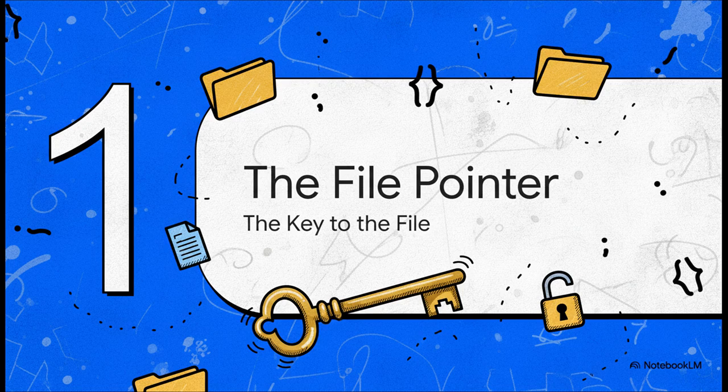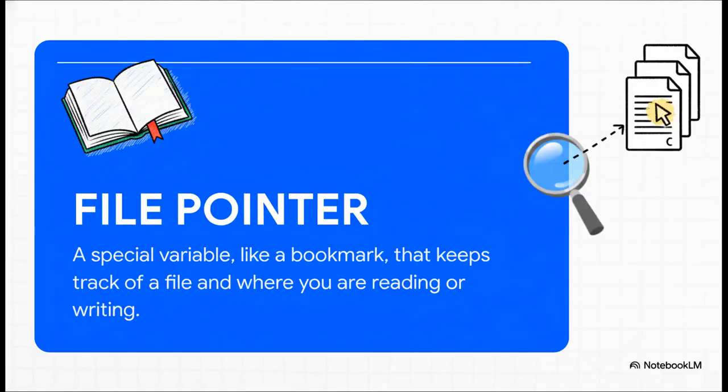Okay, but wait. Before we can even think about opening any doors, we need a key, right? And in the world of C file handling, our key is a special little thing called a file pointer. Now, it's so important to get this. The file pointer isn't the file. Not at all. Think of it like a bookmark in a book. The bookmark doesn't contain the story, does it? No, it just holds your place. It tells you exactly where to start reading next. The file pointer does the exact same thing for your program. It just points the way.